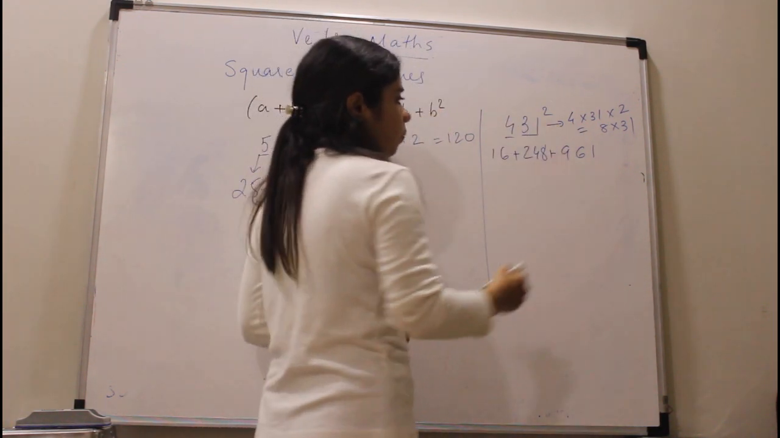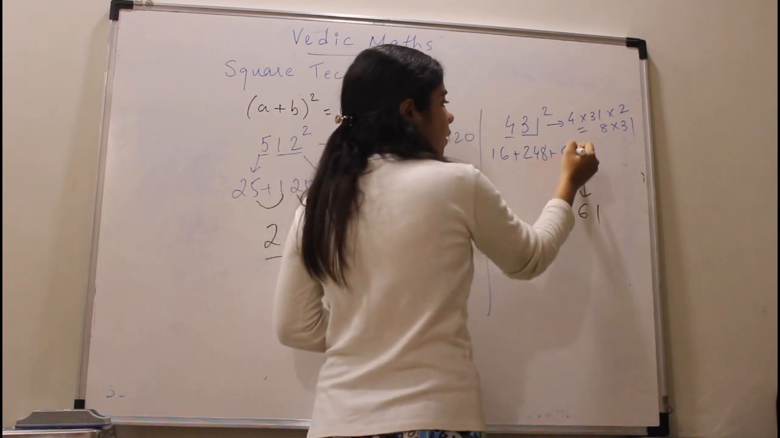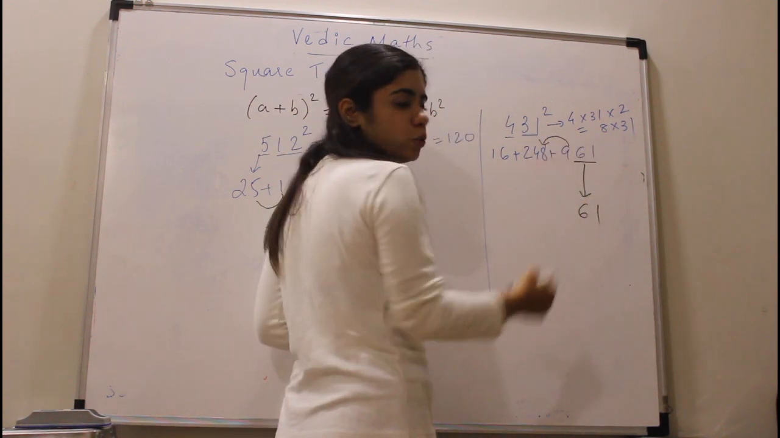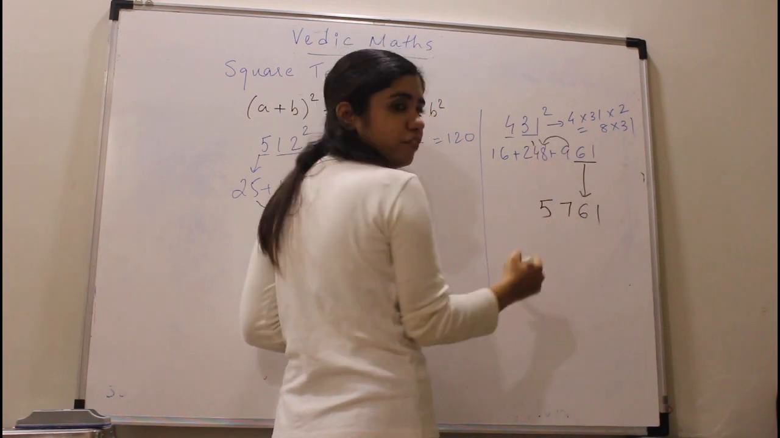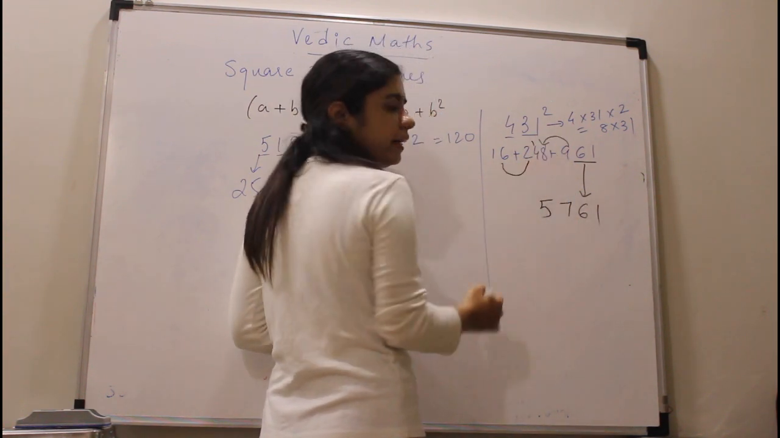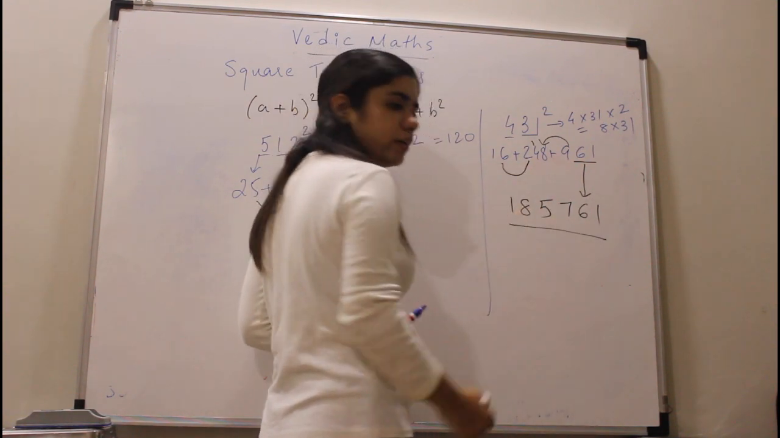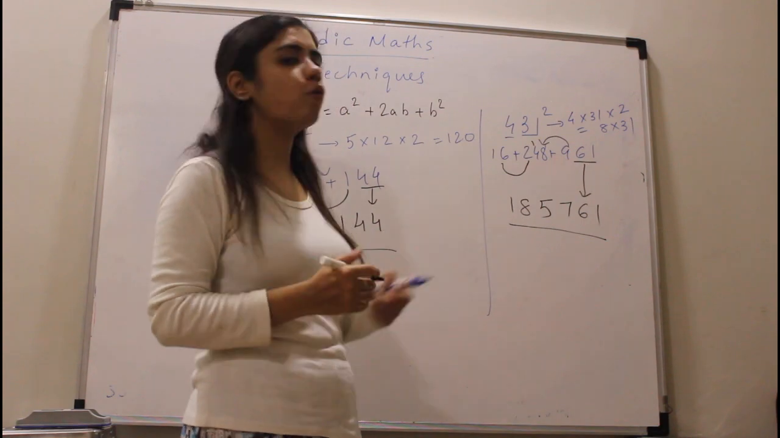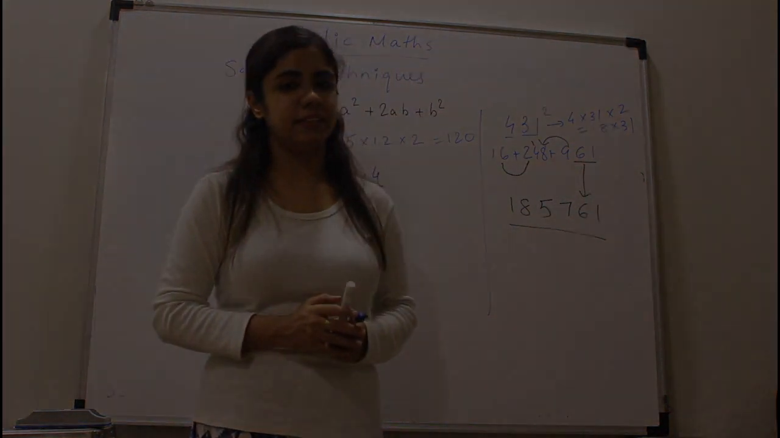248. Now these two digits will be as it is. 9 will get added to 8. So 8 and 9 will become 17. 4 will become 5. 2 will get carried. So 2 plus 6 is 8 and 1 will be as it is. So this is the answer for 431 square. I hope your concept is clear here.